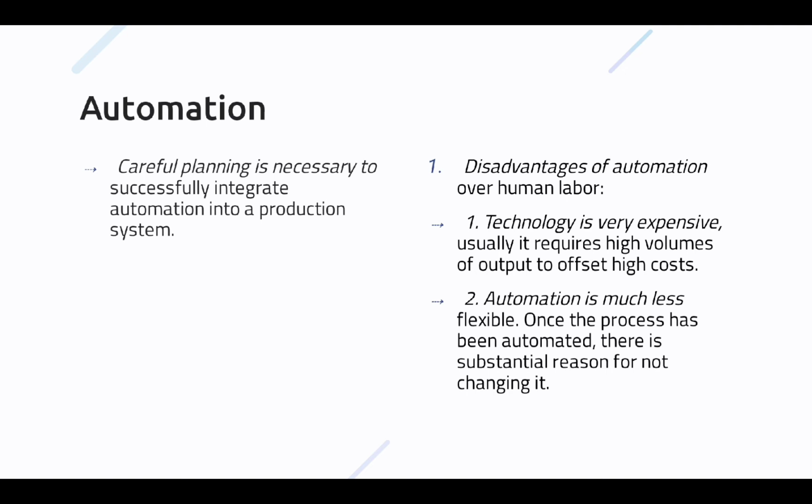Technology. Technology is very expensive. It usually requires a high volume of outputs to offset high costs. 2. Automation is much less flexible. Once the process has been automated, there is substantial reason for not changing it. Before automation, careful planning is necessary to successfully integrate automation into the production system.